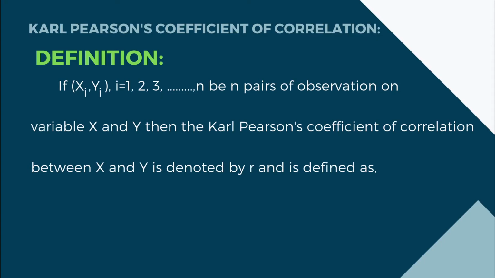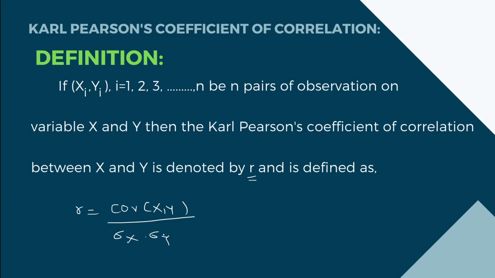Now, we will consider the definition of Karl Pearson coefficient of correlation. If x and y be the n pairs of observations on the variable x and y, then the Karl Pearson's coefficient of correlation between x and y is denoted by a letter small r and is defined as r is equal to covariance between x and y divided by standard deviation of x multiplied by standard deviation of y.